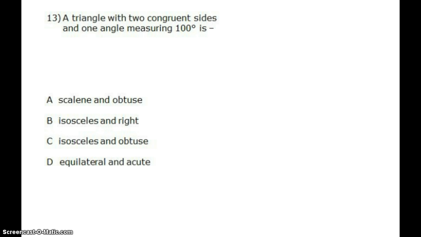So let's look at 13. A triangle with two congruent sides. Two congruent sides. I want you to solve this problem first. So two congruent sides and one angle measuring 100 degrees is. So we're looking at sides and angle measure. So we're going to have two names for this triangle.